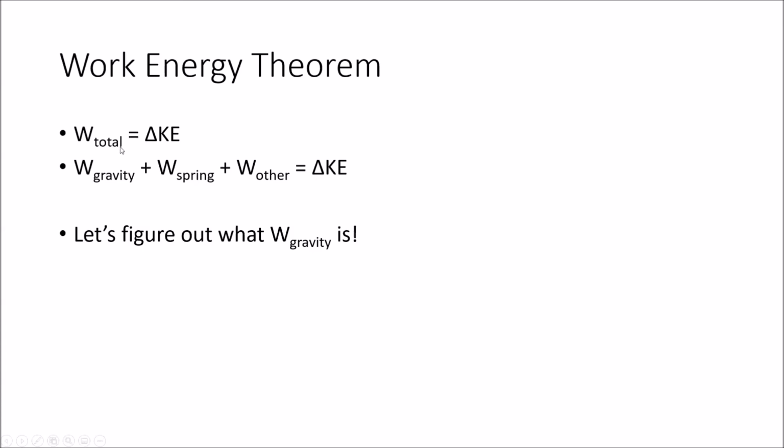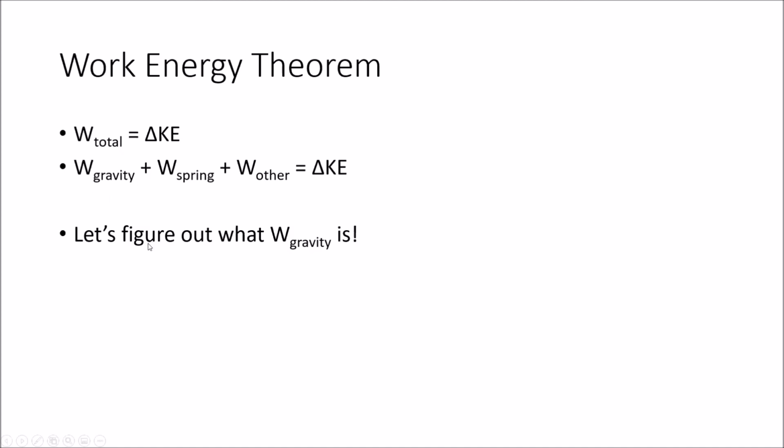So let's break up the total work into the work done by gravity, plus the work done by springs, plus the work done by other things, I don't know yet. And that's equal to the change in kinetic energy. We can start pulling things out of the total work and start saying, okay, I'm going to just find the work due to one thing at a time.